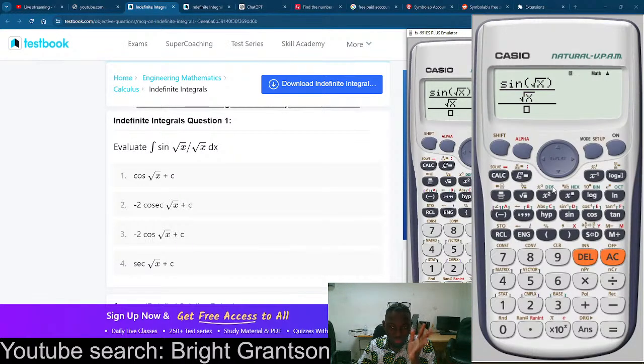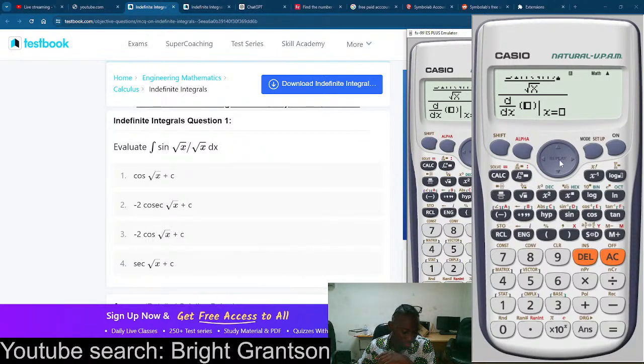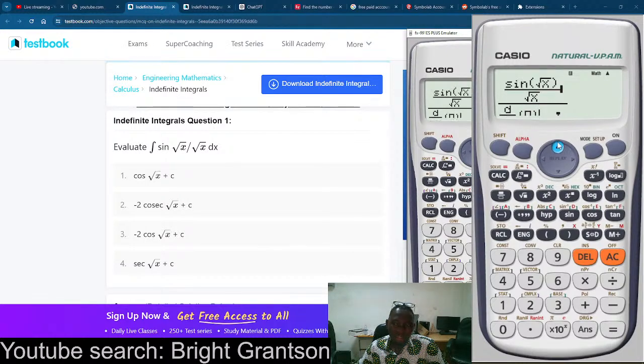Now, we are going to divide by the differential of some of these objectives, these multiple choice options. But this time around, after we are done, we are going to put 0.1 as the substitution for x. That 0.1 will work only for the numerator. The numerator is the question: evaluate sine root x over root x dx. So we write that function.